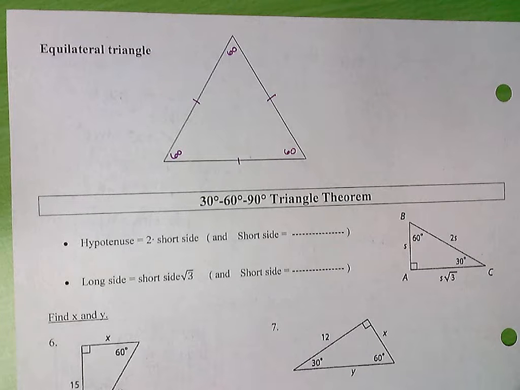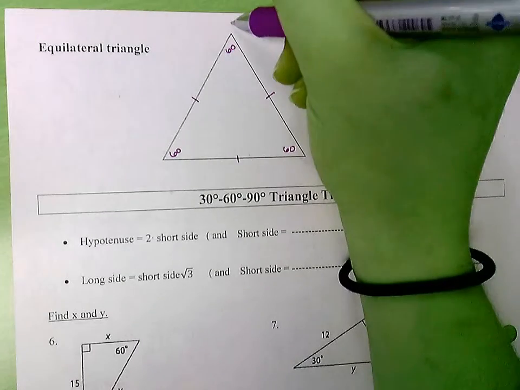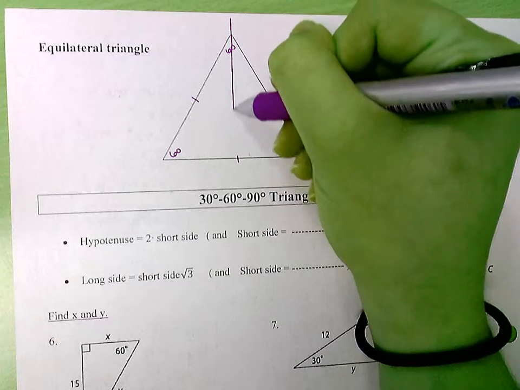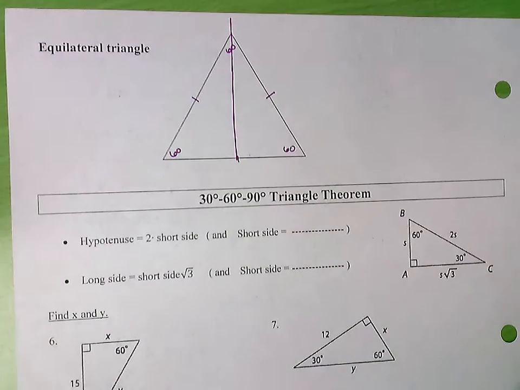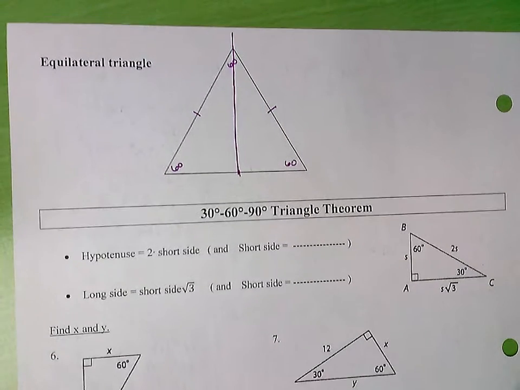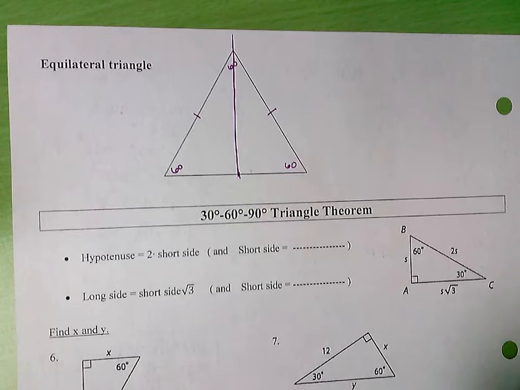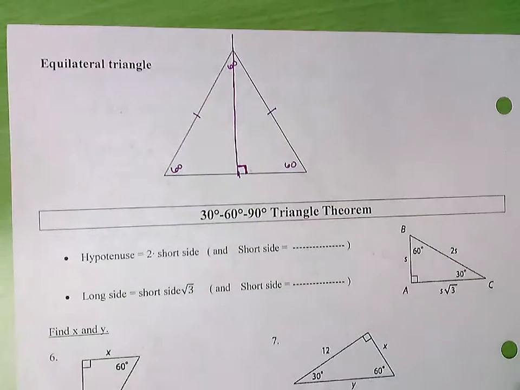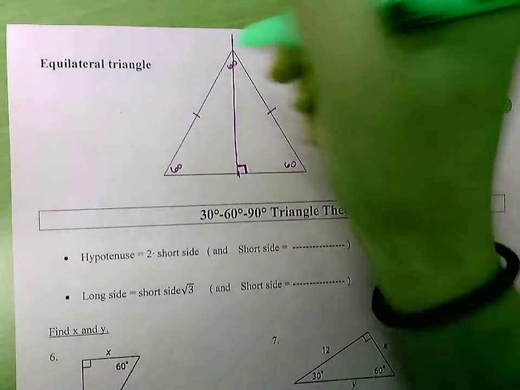Now, just like on the front, I'm going to split this into 2 right triangles. Okay? So I'm going to go straight down the middle. When I do that, I create this right triangle here. Okay? And I'm going to highlight it again so we can look at it.